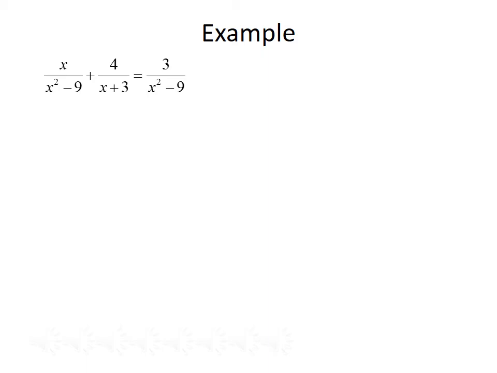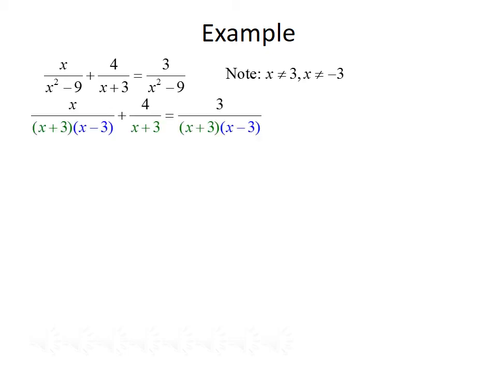So since we have x's in the denominator, we need to make sure that the denominator is not equal to 0. This means that x cannot equal 3 and x cannot equal negative 3, because those two values would give us zeros in the denominator. The next step is to multiply everything by the least common multiple.